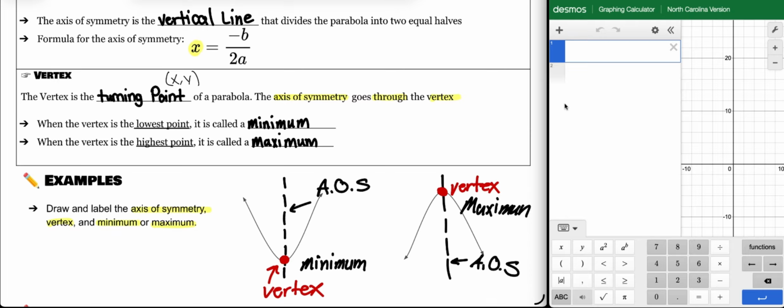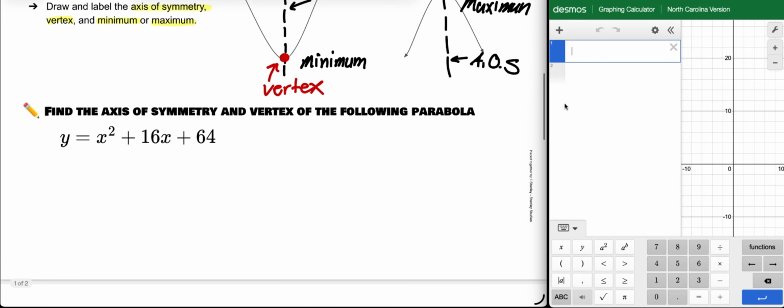All right, so just labeling the parts and what we have, depending on where the turning point is, whether it's high or low, that will give us our max or minimum. The axis of symmetry will divide that line perfectly in half. And the vertex is basically that dot that is at the lowest or the highest point. All right, so now moving on to the next example.